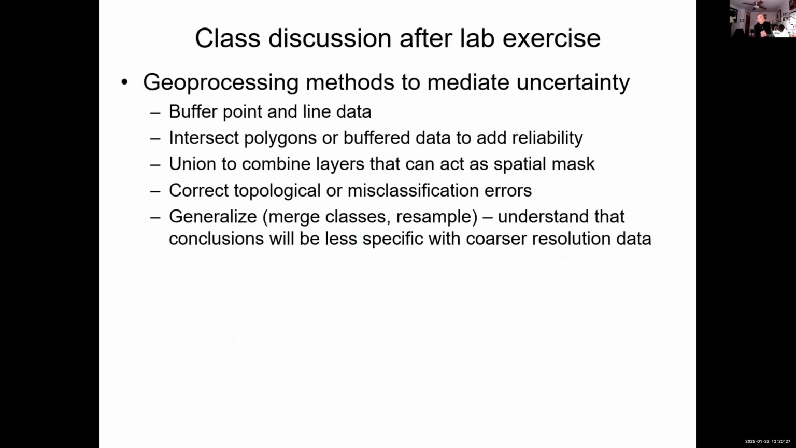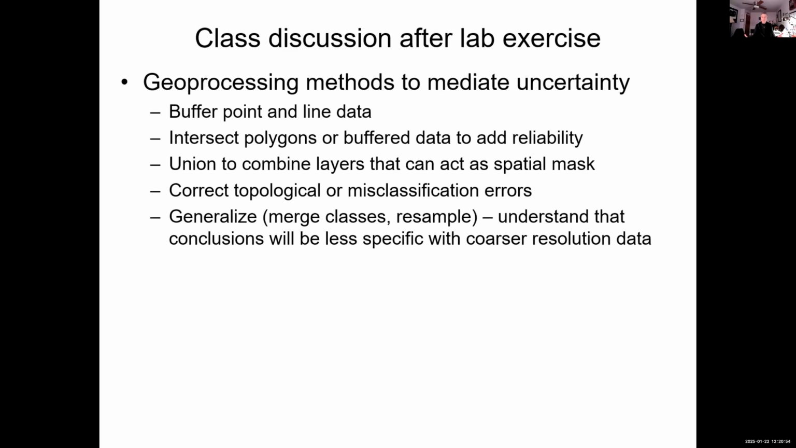So after the lab exercise, we talked and summarized the geoprocessing methods. You can see all of the different things that they did. They intersected polygons, they did unioning. These are all very basic GIS 1, but they had to understand as they went along that their conclusions would be less specific, and they would lose some data along the way. So they mediated uncertainty using geoprocessing and mapped the accidents.